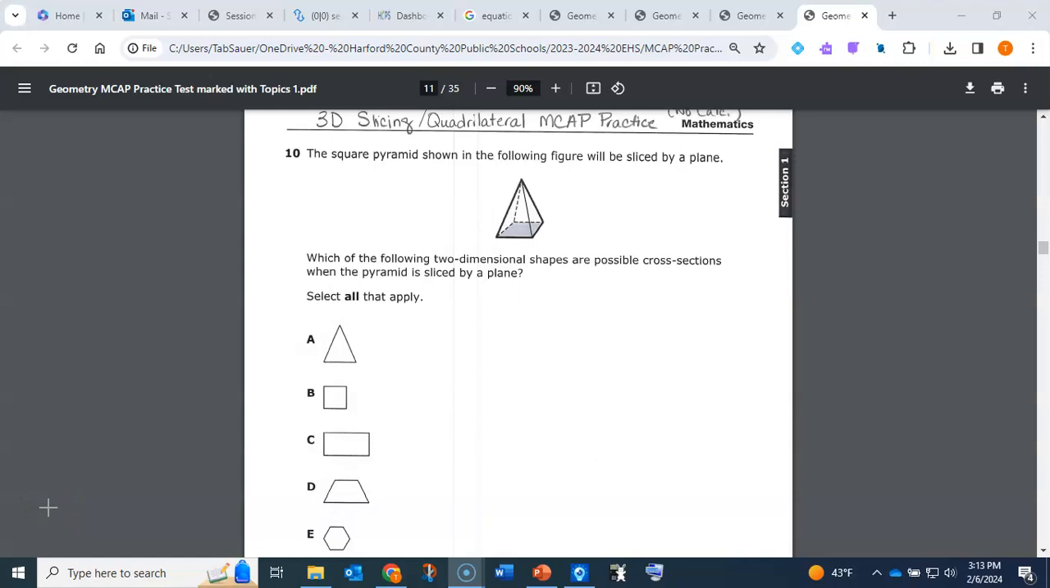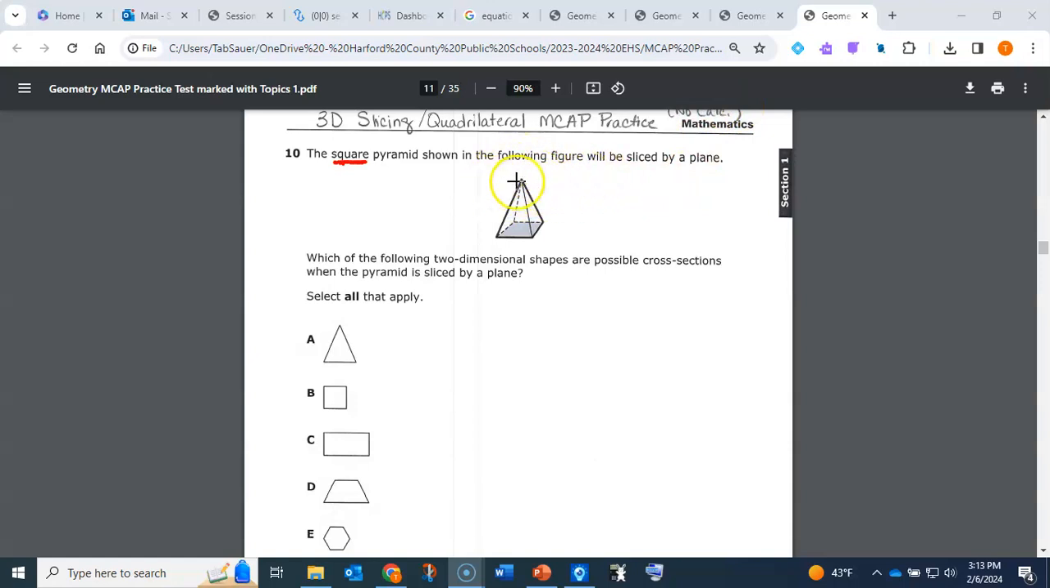Number 10, the square pyramid shown in the following figure will be sliced by a plane. So if we sliced it in any kind of direction, they want to know what shape I would see on the top of that slice if I broke it apart. In slicing a square pyramid, it's important to know that the base is a square. They want to know what two-dimensional shapes are possible cross sections when we slice that pyramid.